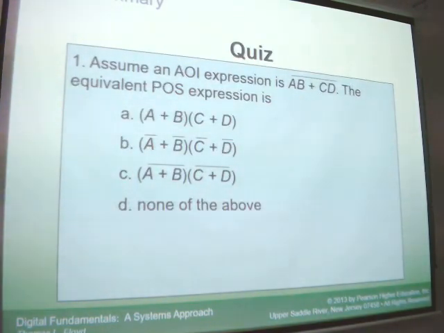The first is, please see the PPT. Assume an AOI expression is AB plus CD bar. The equivalent POS expression is A bar plus B bar times C bar plus D bar. We must use the De Morgan law.